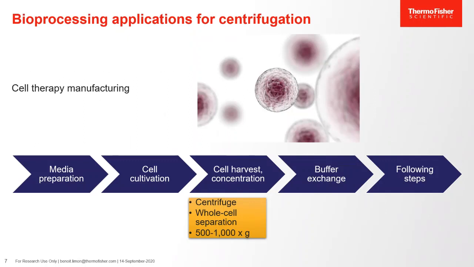Let us remember what the typical applications are in which centrifugation is used in the downstream process. For example, cell therapy manufacturing uses the centrifuge to harvest the cells and then to concentrate. The whole cells are separated from the culture media, and this requires a low G-force, between 500 and 1000 G.